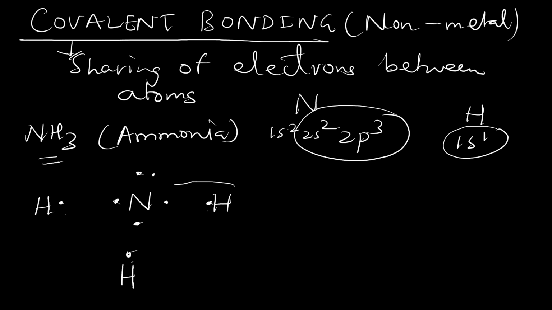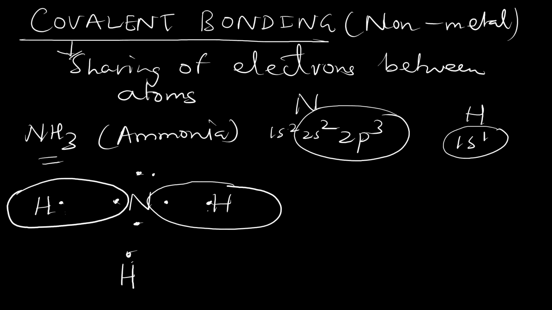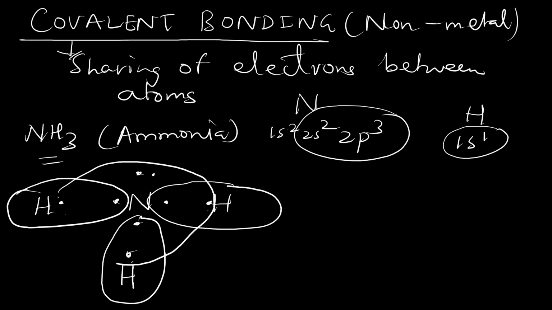So this hydrogen has completed its duplet by sharing one electron with nitrogen. Similarly the other hydrogen and the third hydrogen. So hydrogen has attained the stable configuration. Now what about nitrogen? Nitrogen will also share 3 electrons with 3 hydrogens. This is the way to show the sharing of electrons. We can count 1, 2, 3, 4, 5, 6, 7, 8. So there are 3 covalent bonds.